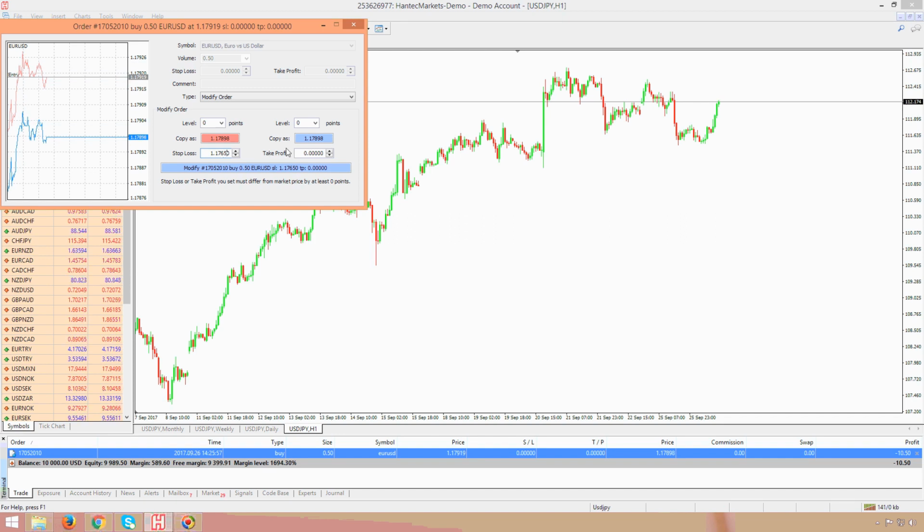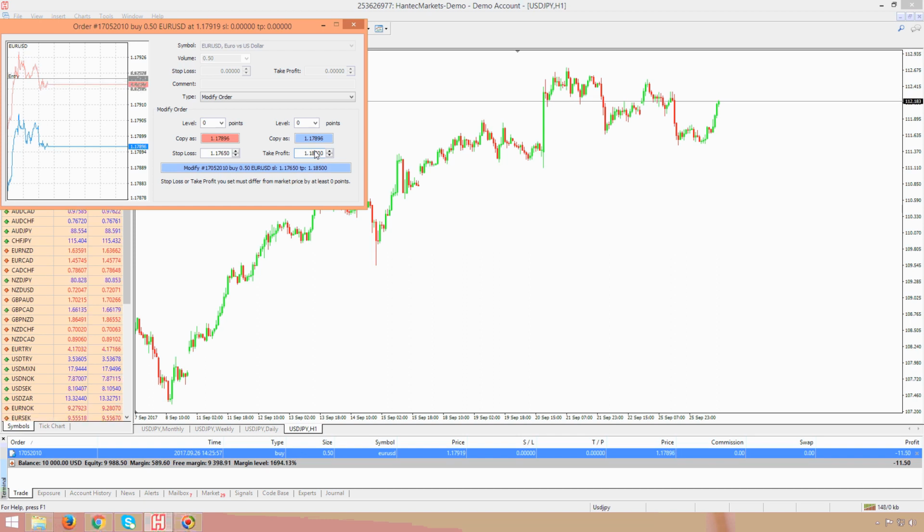Take profit, we went long at 1.1791.9 and we want to take profit at 1.1850 for money management reasons, which we'll find out later in our program. The FX market is designed to use a risk-reward ratio. The bigger, the better.